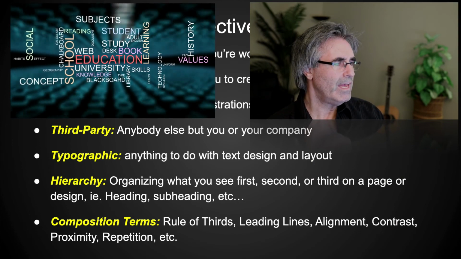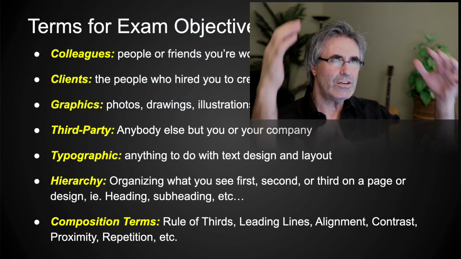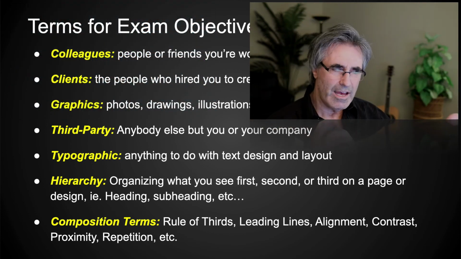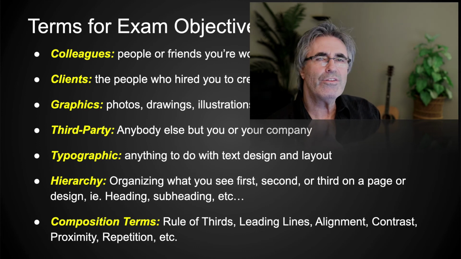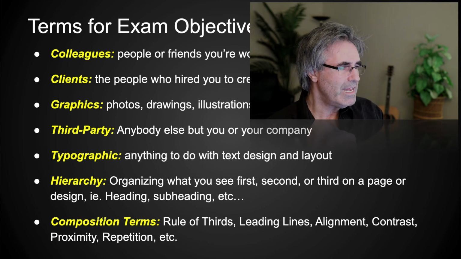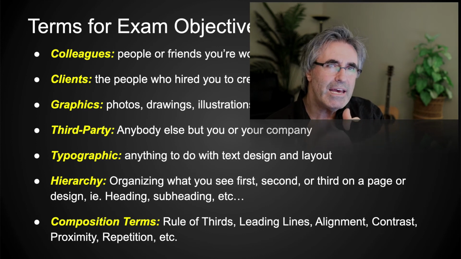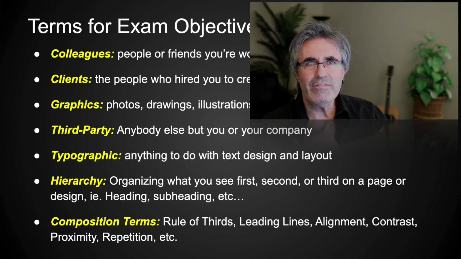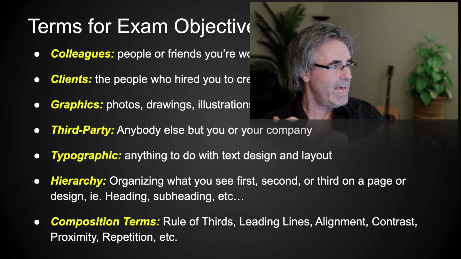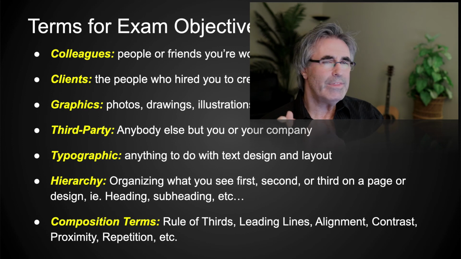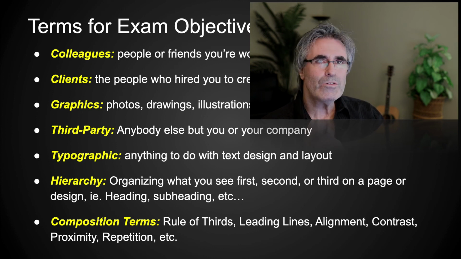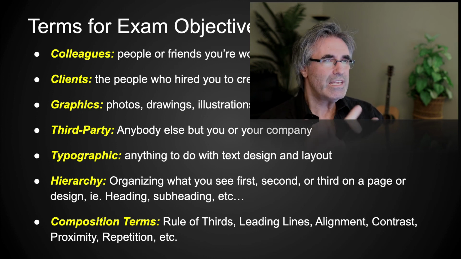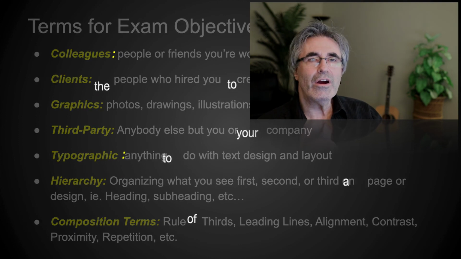Okay, hierarchy, think of kings and queens and the hierarchy, that type of thing. Organizing what you see first, second, and third on a page, or design: headings, subheadings, body text, or body copy. That's the hierarchy. Every textbook has a hierarchy of the design. So that's that. Composition terms. They want you to know these. Rule of thirds, leading lines, alignment, contrast, proximity, repetition. Those are compositional terms for design and photography and other art.